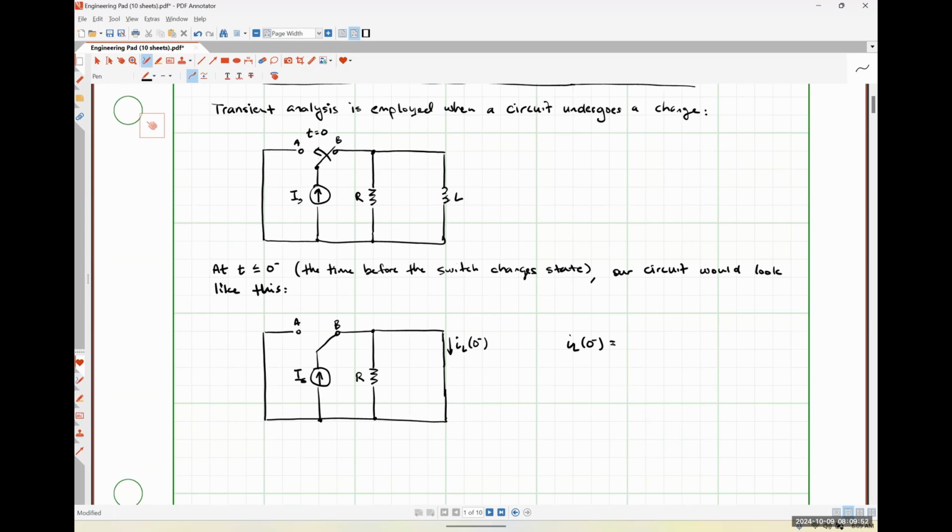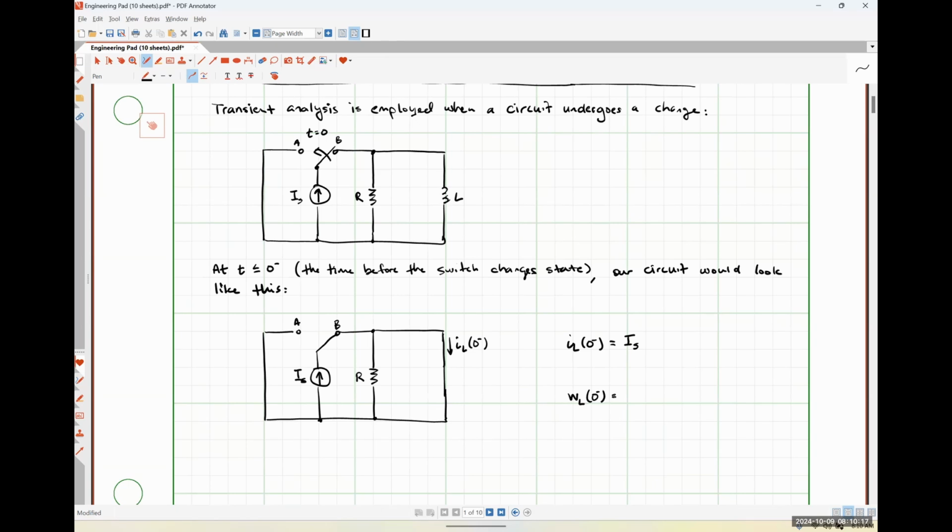IS, right? So all of the current being supplied by our source will bypass that resistor and flow through the inductance because it's behaving like a short circuit. Okay.